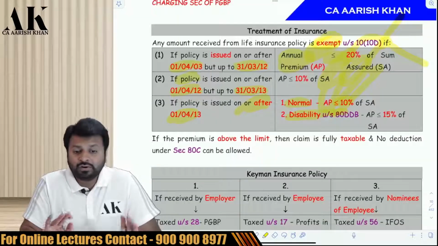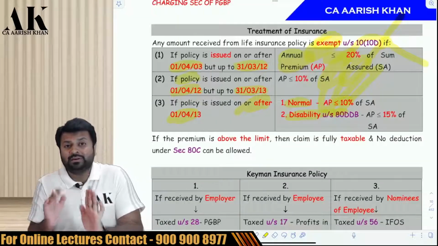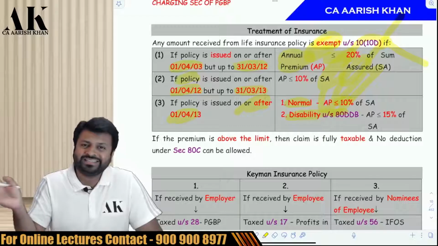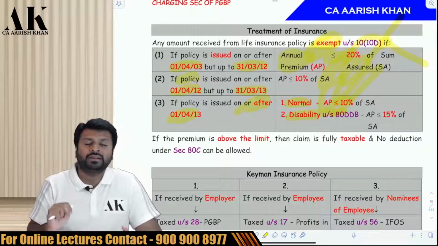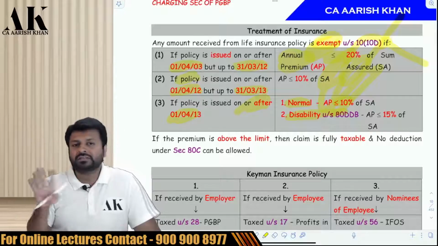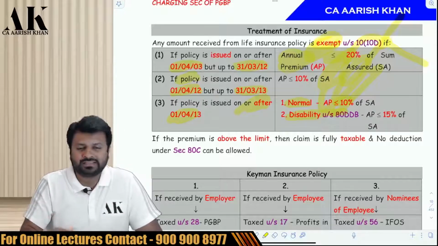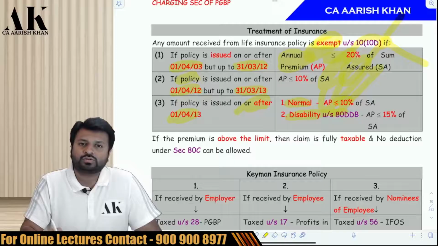Okay. Now for ULIP, you need to see one more condition. Let me tell you very clearly, this is not complete, which we'll see in the chapter of capital gains, because there is an implication of capital gains under section 45. There is some taxability under capital gains, which cannot be done under the head PGBP. That is the reason we have kept that discussion with capital gains only.